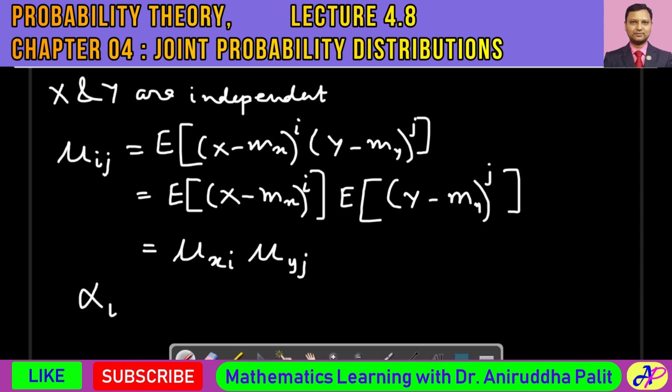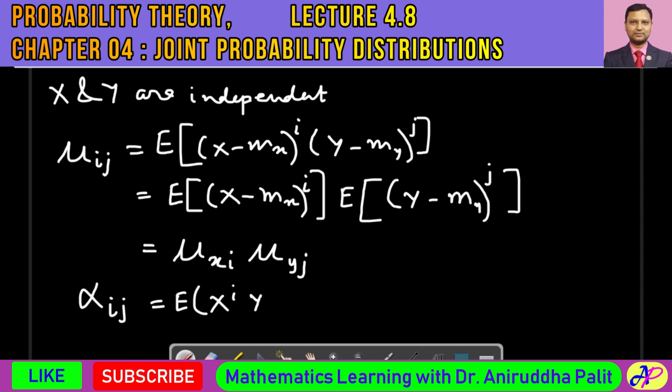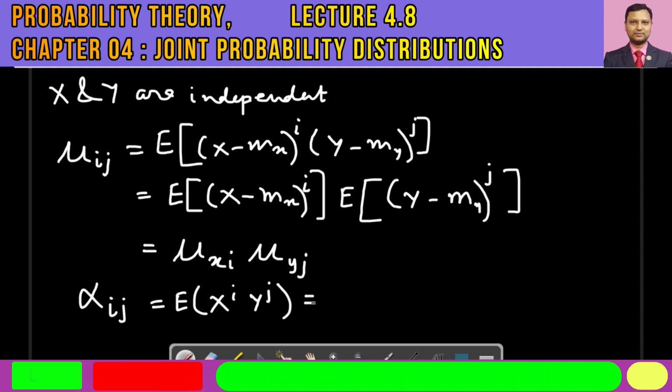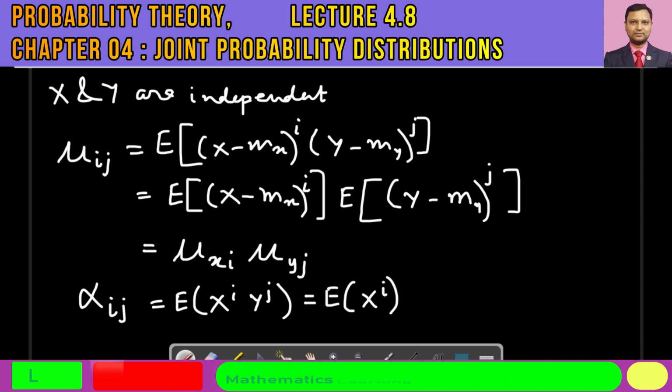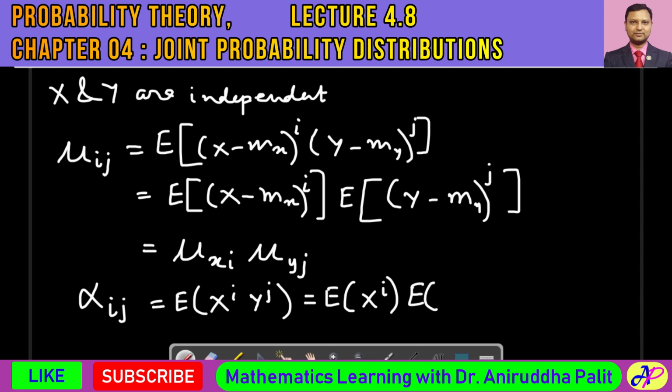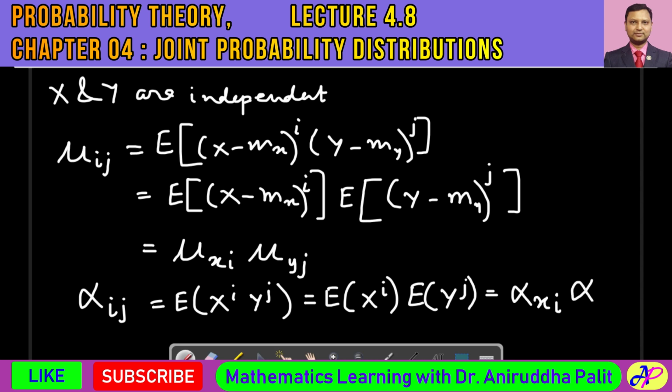Therefore, we can write alpha_ij equal to the expectation of x to the power of i times y to the power of j, and by the multiplication rule we can write this simply as the expectation of x to the power of i into the expectation of y to the power of j. The first factor is equal to alpha_xi, the ith raw moment obtained from the distribution of x, and the second factor is equal to alpha_yj, the jth raw moment obtained from the distribution of y.